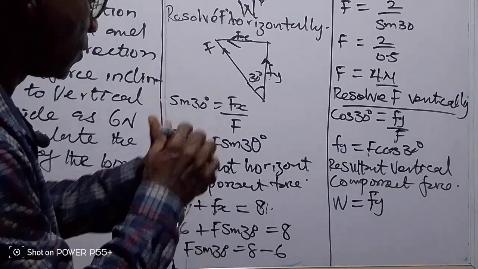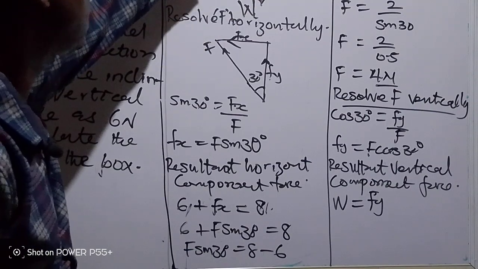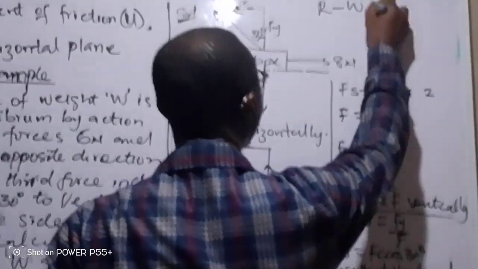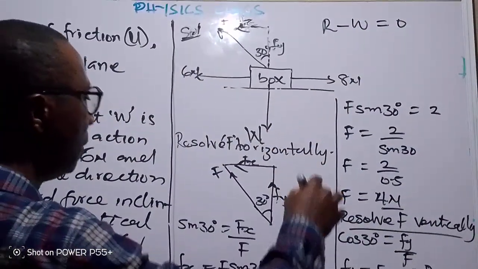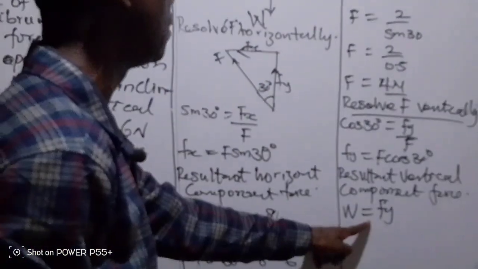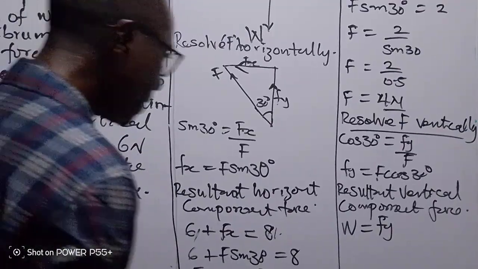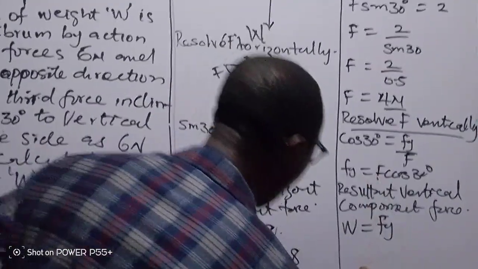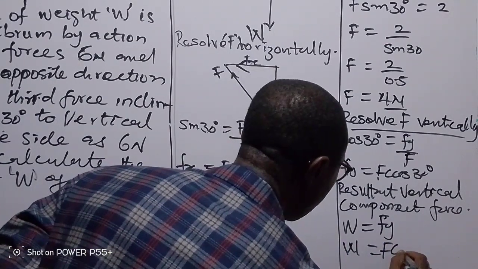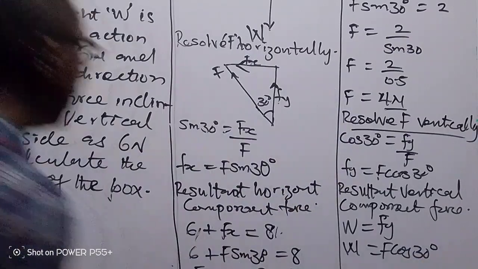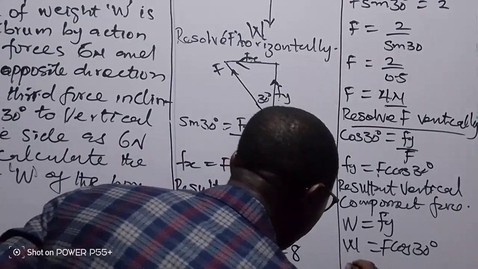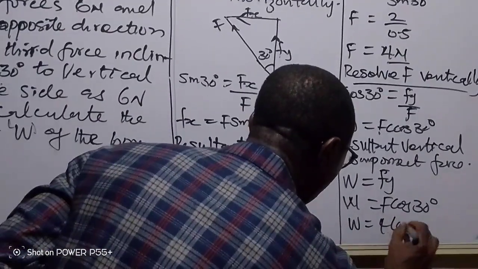Don't forget my explanation the other time. If it is only W, and let's say you have your normal reaction here, it will be R minus W equal 0. Apply that one. Our R will be equal to W. That's exactly what we have done here. Or W is equal to R. So our W now will be equal to F cos 30 degree. Mind you, we calculated F the other time as 4 Newton. So our W now will be equal to 4 cos 30 degree.